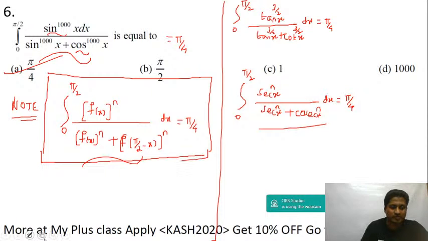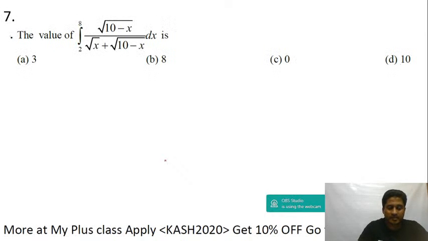This will be the general form, guys, where the limit is 0 to pi by 2, f of x power n divided by f of x power n plus f of pi by 2 minus x whole power n. That will be the general result. The answer will always be equal to pi by 4.